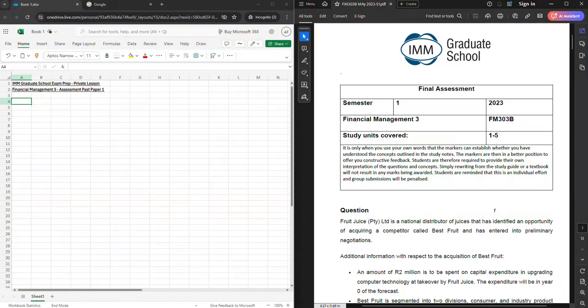While we're on that topic, you've got all these past papers from the IMM graduate school. You should try go through them as a practice exam. So don't look at the answers, go through each question, attempt it the best that you can, then check the answers, see how you've done, and then review what you've done and see where the mistakes are. That's the important part. 100%.